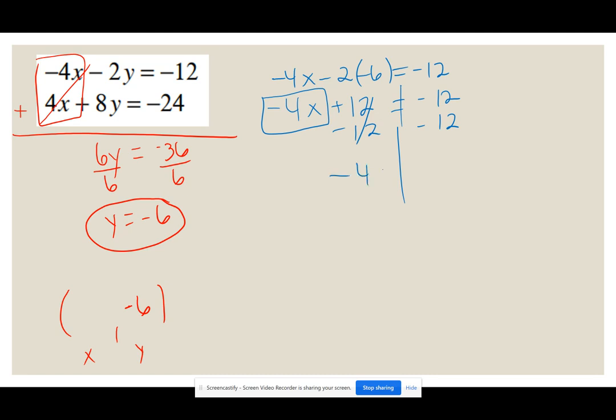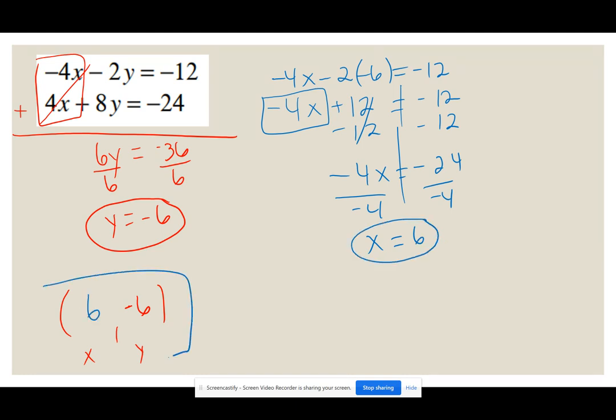So I have -4x equals -12 minus 12, that's -24. And then my last step is I'm going to divide both sides by -4. So x equals +6. So right here, this is my final answer. My solution is (6, -6).